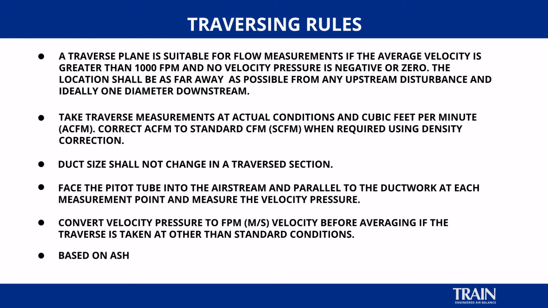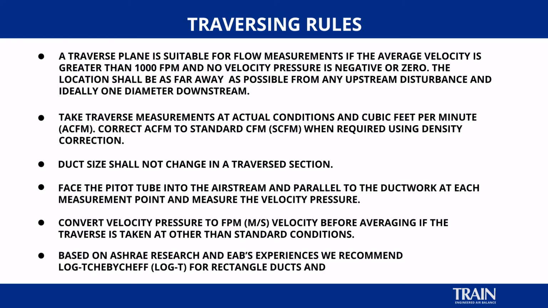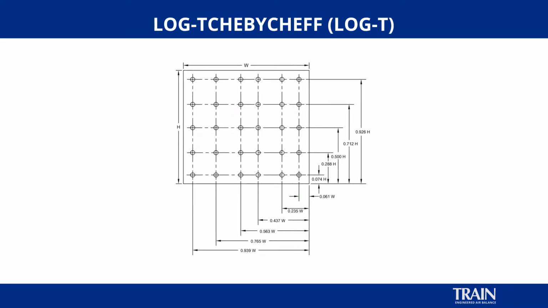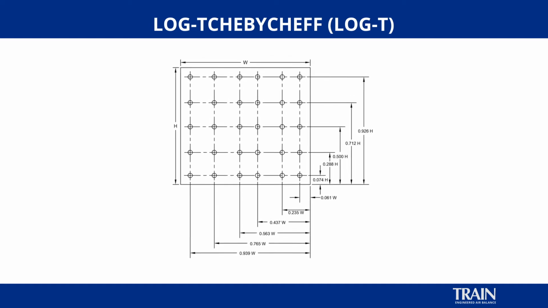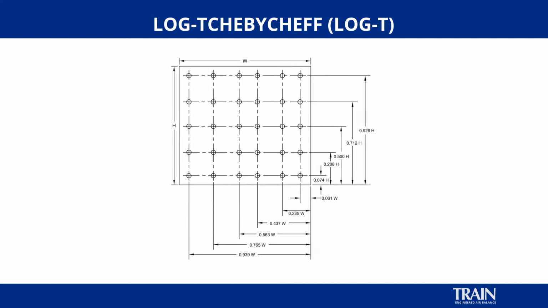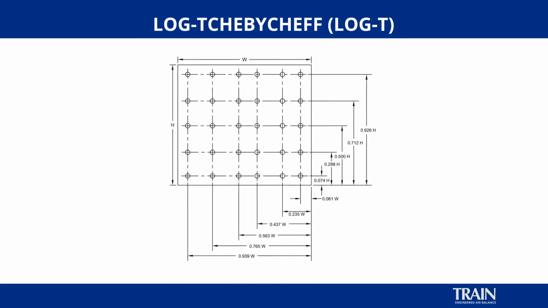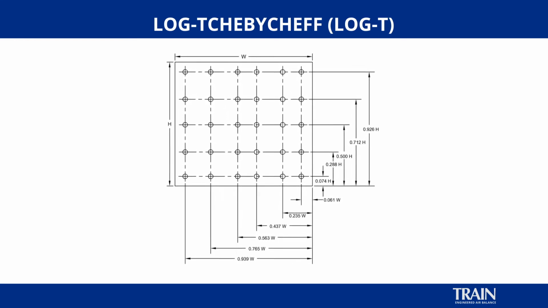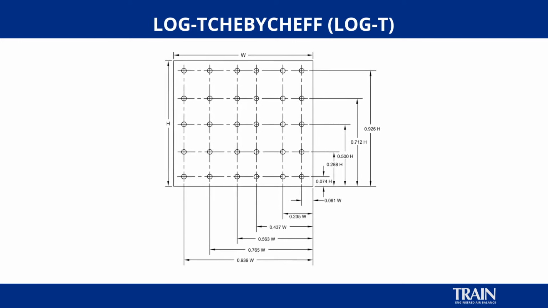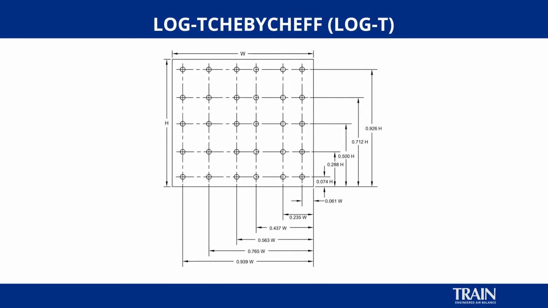Based on recent ASHRAE research and our experiences, we recommend log Chebyshev, also known as log T, for rectangular and square ducts, and the log linear method for round ducts. Shown here is the log Chebyshev chart, and we utilize this chart to determine the number of traverse locations by first measuring the sides of the ductwork and comparing that with the number of required points and lines as well as the factors on the chart.